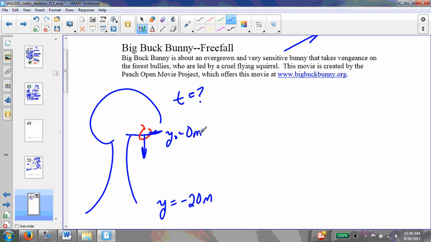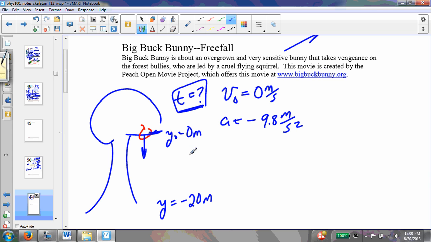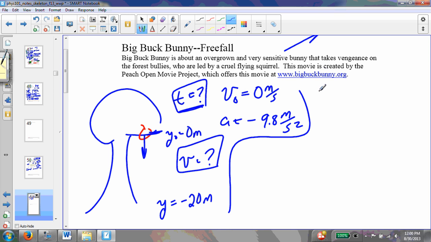All right, we know its initial velocity. Its initial velocity is equal to 0 meters per second. And we know its acceleration in the y direction is negative 9.8 meters per second squared. And what I want to know is, first of all, what is the time? And then also, what is the final velocity at the bottom? Whenever you have these free fall problems, if the time's not given, you're going to want to find the time first. So I'm going to write my two kinematics equations up here.